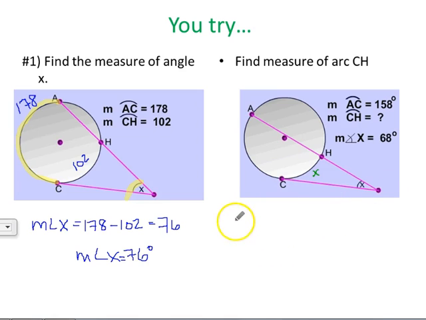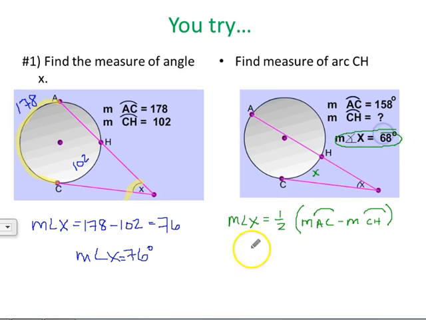All right, so we know that the measurement of angle x has to be equal to 1/2, I'm just going to set up the equation, the measurement of arc AC minus the measurement of arc CH. And then we're going to plug in the given information. So we know that the measurement of angle x is 68 degrees, that was given. And then, do we know the measurement of arc AC? We do. It's 158. Do we know the measurement of arc CH? We do not. There's the question mark because that's what we're trying to find.